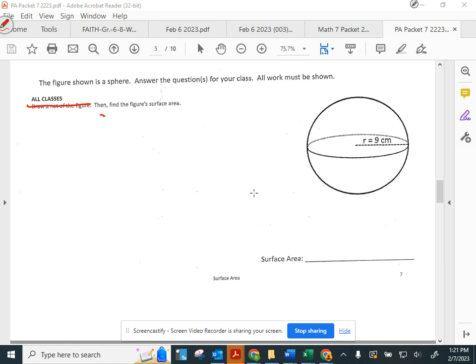So we need to know the formula for the surface area of a sphere. So write down your formula. It is 4 times pi times r squared. So if you look over at your sphere, it's telling you what r is. That radius is 9. So you're going to plug that in. So 4 pi r squared means you are multiplying all of those together.